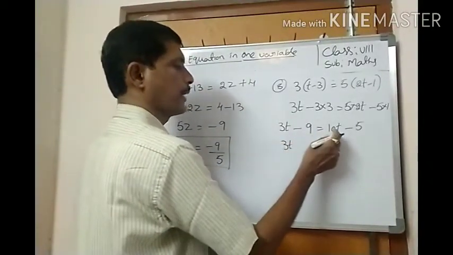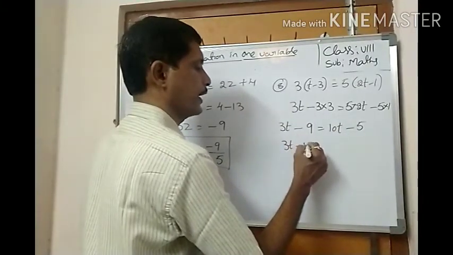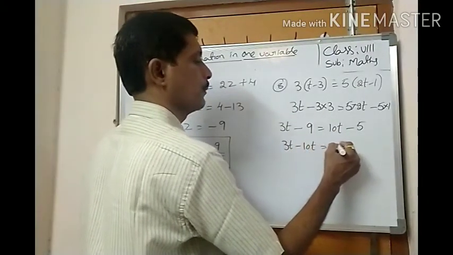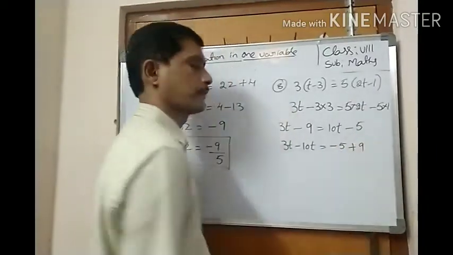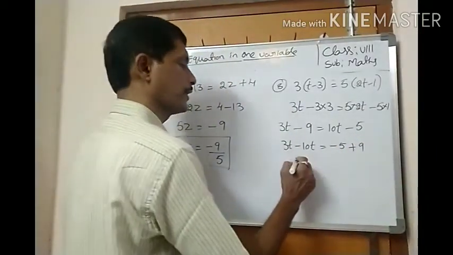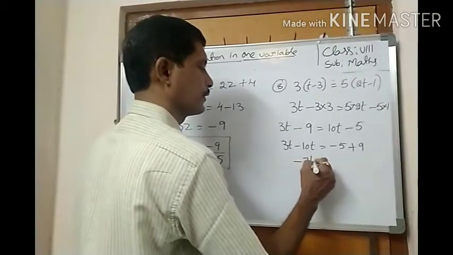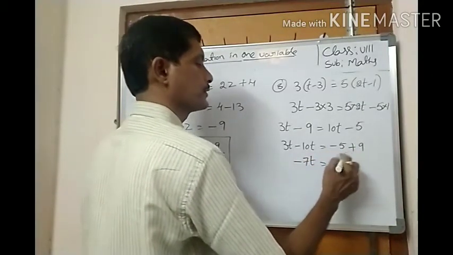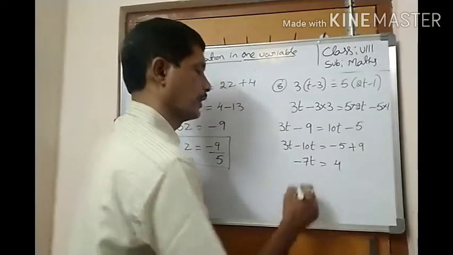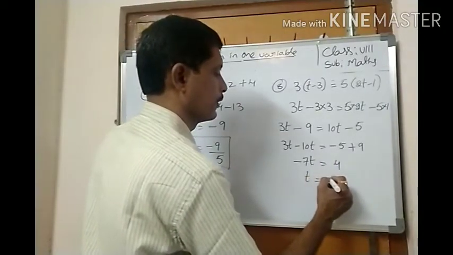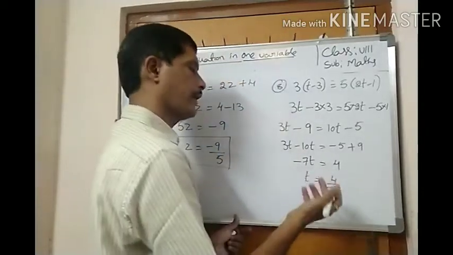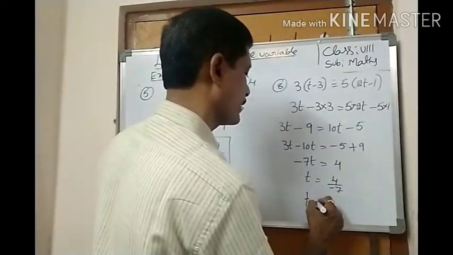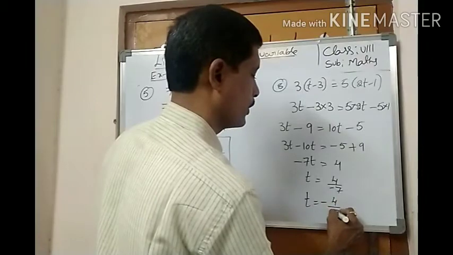3t. Here this minus 10t change this side. 3t minus 10t equal to minus 5, this 9 becomes plus 9. Here 3t minus 10t, that is minus 7t equal to minus 5 plus 9, that equal to 4. t equal to, that is 4 by minus 7. Numerator or denominator, any one minus total, that number is minus only.